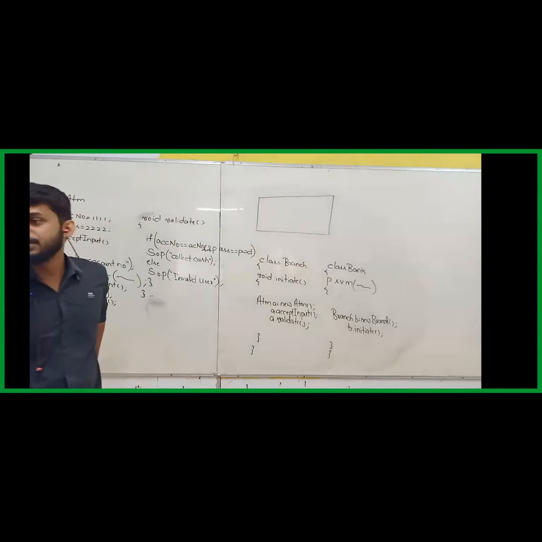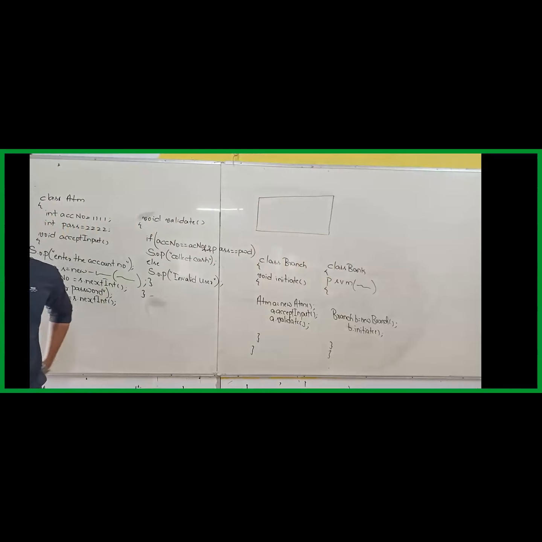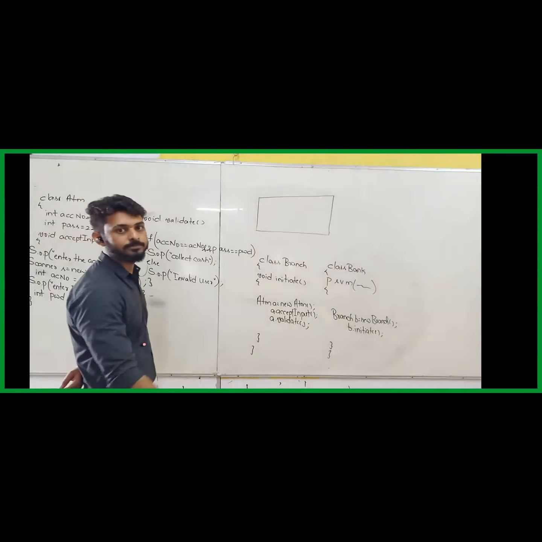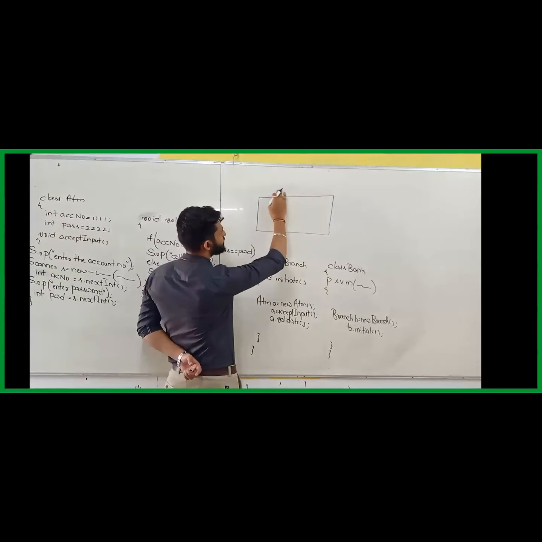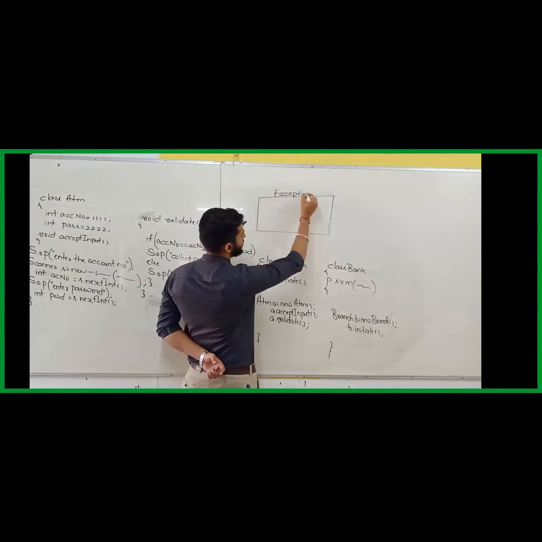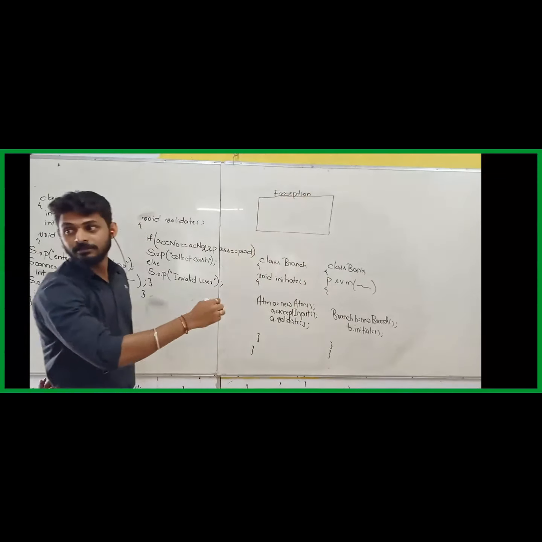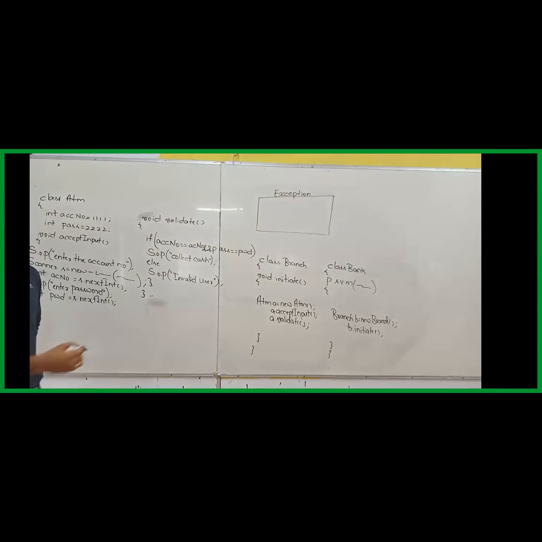This is an exception class within which there will be two methods. However, the second method, print stack trace, I don't want as of now. Which one is it that I want? This is your exception class. Inside this, what will be there? Which method will be there?